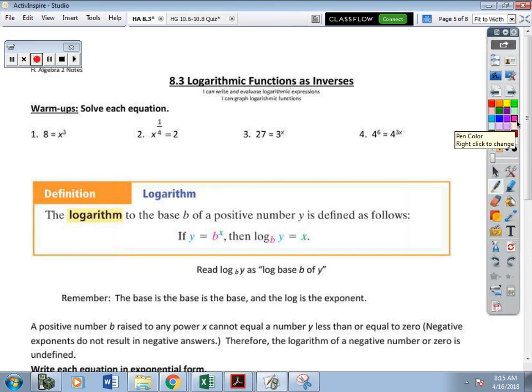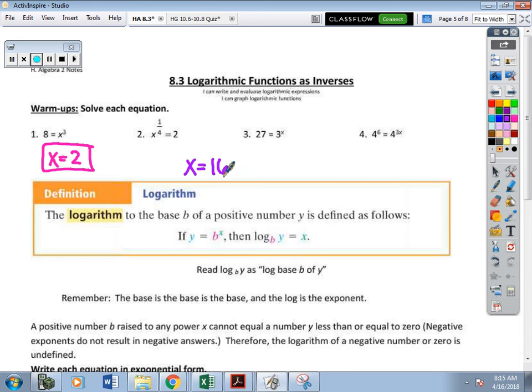So the warm-up just asks us to solve each equation using inverse operations, or you can also think like, what number can I plug in for x that would get me 8, for example, or what number can I plug in for x that would get me 27. So what do we think for number 1? 8 equals x to the 3rd. Awesome. 2, positive 2. How about the next one? Jade? Is it 16? Yes, it'll be 16.